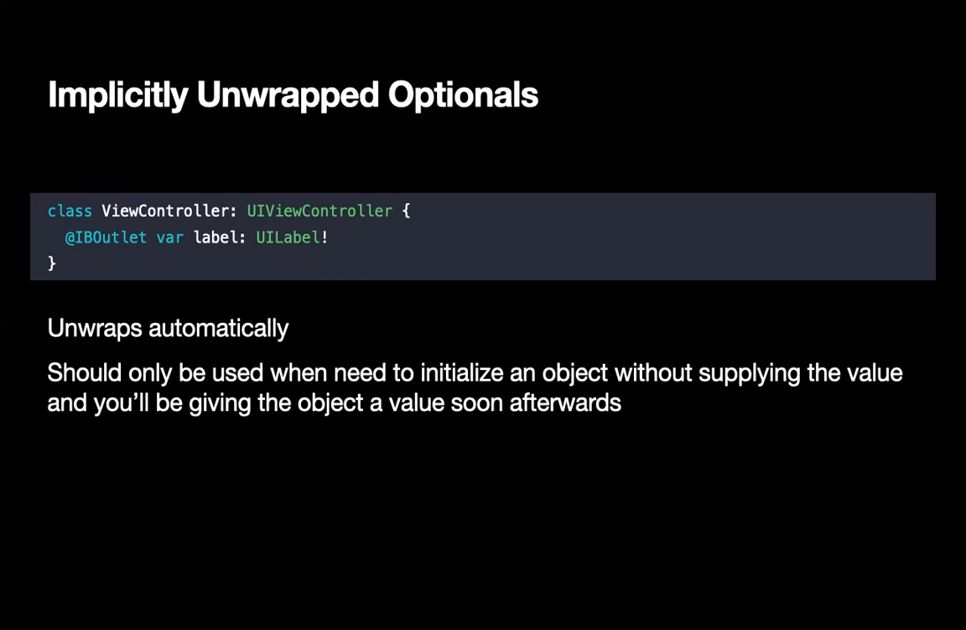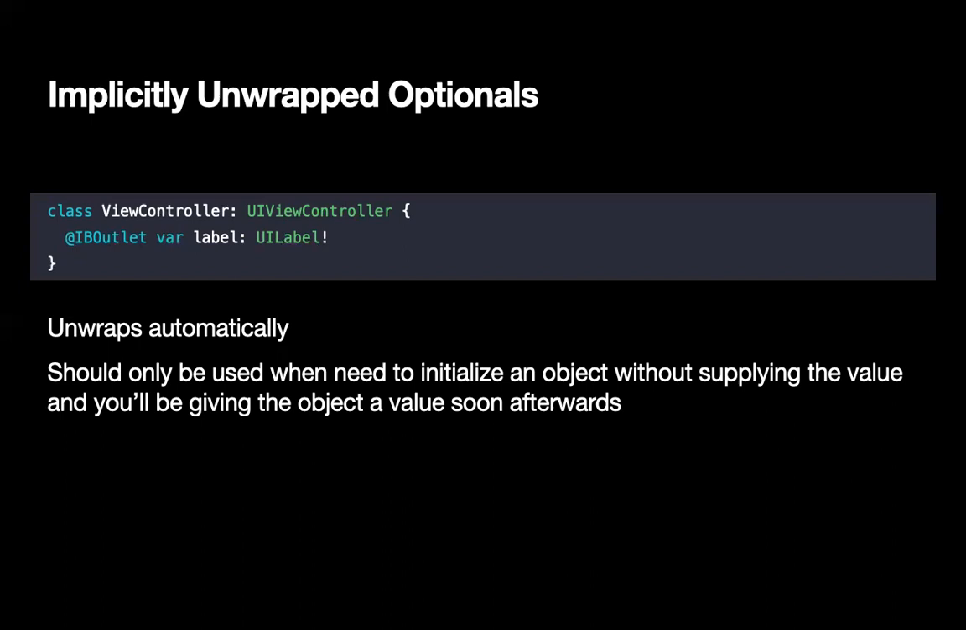So what about using a regular optional, UILabel optional? The standard optional will require the if let syntax to constantly unwrap the value, providing a safety mechanism for data that may not exist. But you know that the label will have a value after the storyboard connects the outlet. So unwrapping an optional that isn't really optional feels cumbersome.